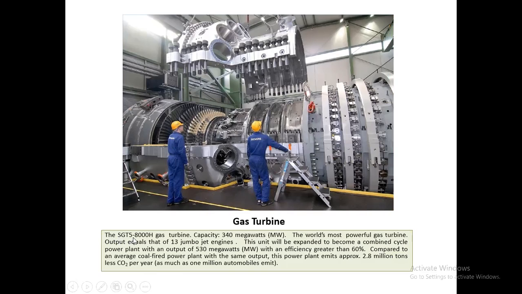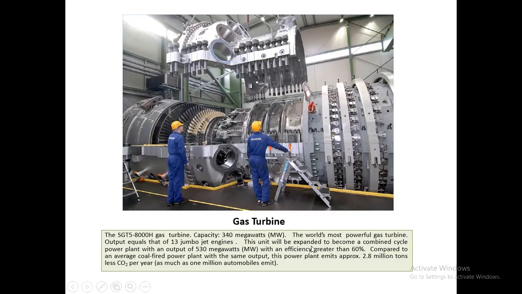The SGT5-8000H gas turbine capacity. This is the serial number and the capacity of 340 megawatt. The rating of the turbine, the real power. The world's most powerful gas turbine. Output equals that of 13 jumbo jet engines. Those engines are particularly installed in between the turbines and at the end of the turbine. This is the primary jet turbo engine, and it is installed in between the turbine junctions.